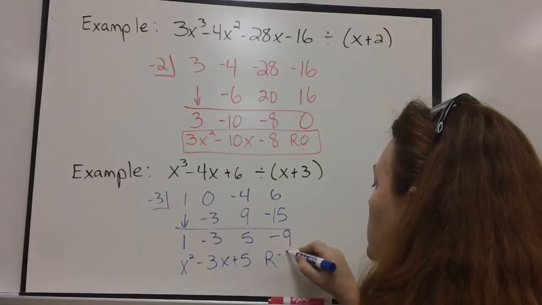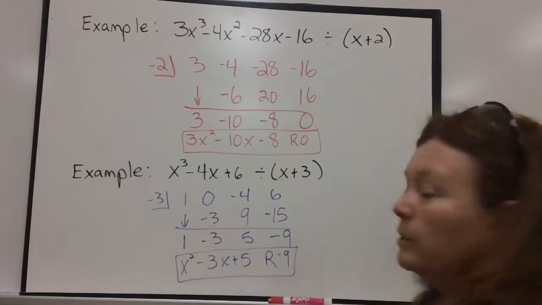The last number is always your remainder of negative 9.